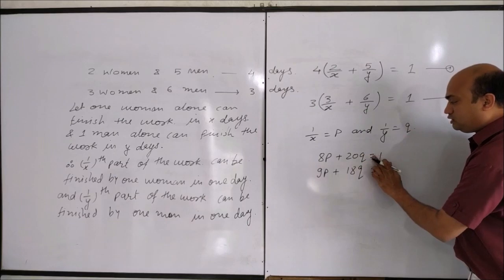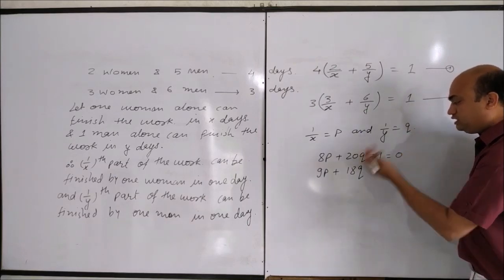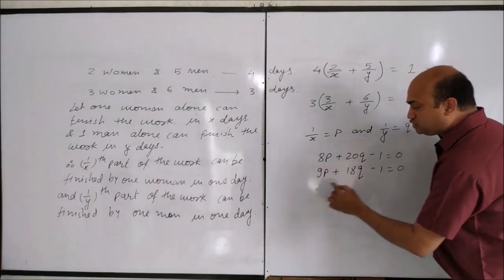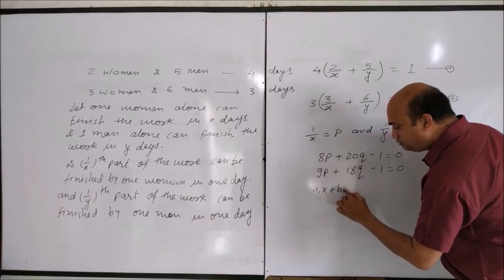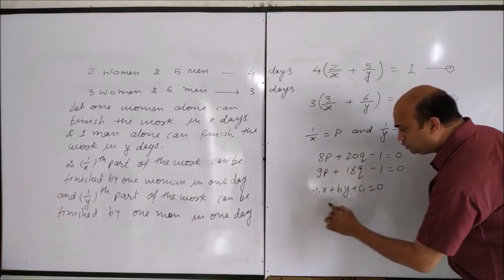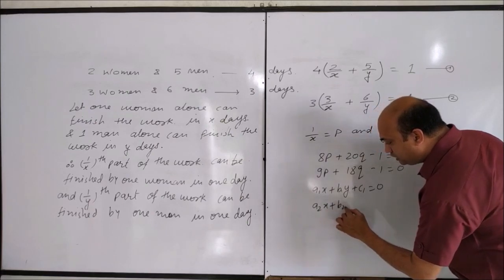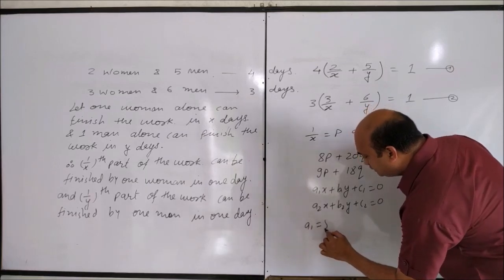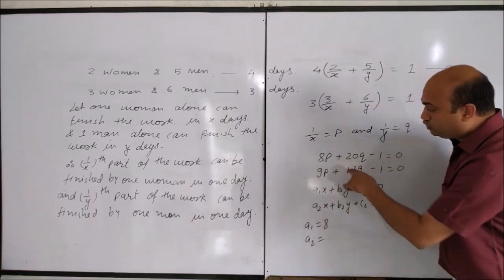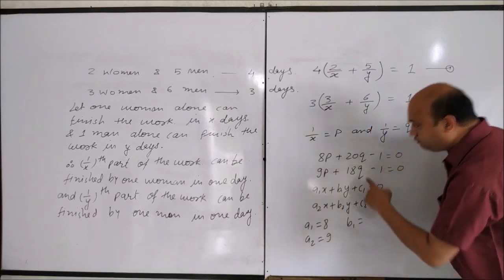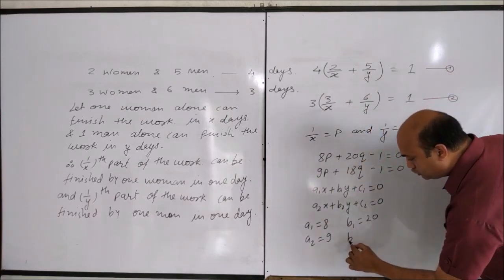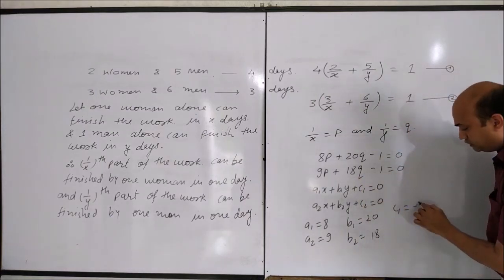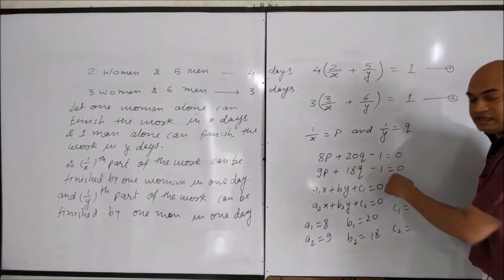So this 1 we shift there, it is minus 1 equal to 0, and this one also we shift there, it is minus 1 equal to 0. Now we compare these equations with a1x plus b1y plus c1 equal to 0 and a2x plus b2y plus c2 equal to 0. We will get a1 is 8, a2 is 9, b1 we get 20 and b2 we get 18. c1 we will get minus 1 and c2 also we will get minus 1.